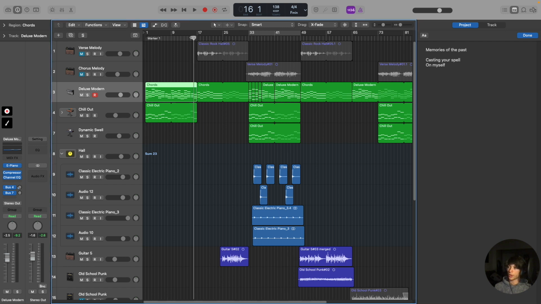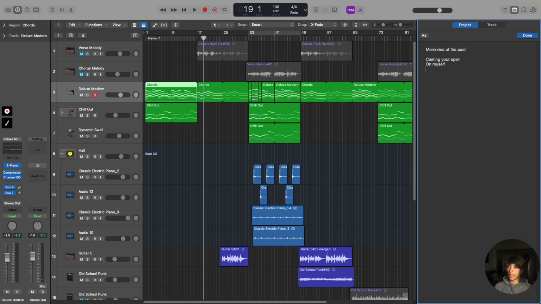So it's gonna go like "casting your spell on myself," and that's gonna be the first word. So that was my idea for the first part, for the first little thing. So I think that is a pretty good first line.